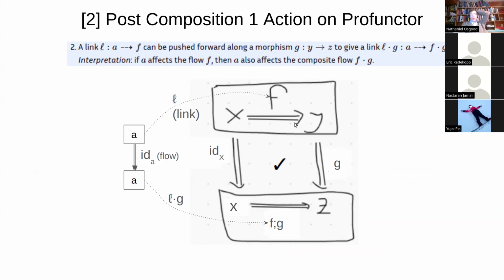So these two could compose to get a map from X to Z, and that map is F followed by G, F composed with G. And it says, hey, if we have a link from A to F, if A influences F, then A influences F going to G, the composite flow. If it influences F, it's got to influence F post-composed with G, that composite flow, because F is part of it.